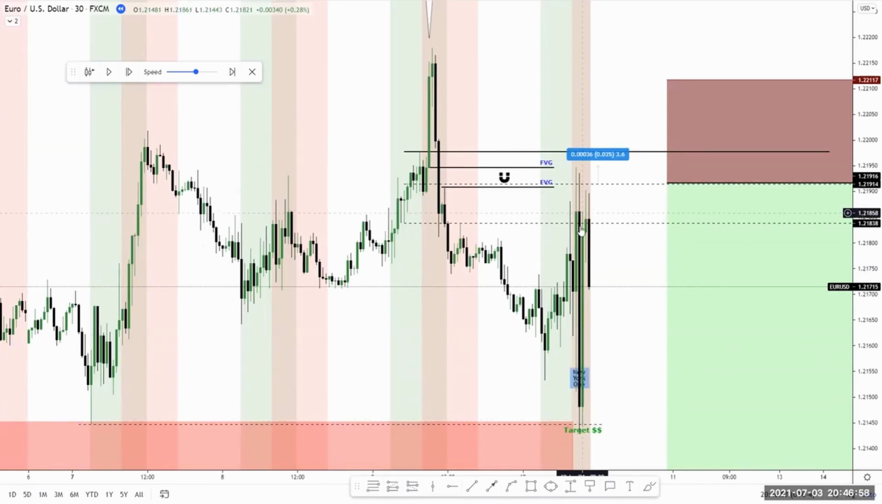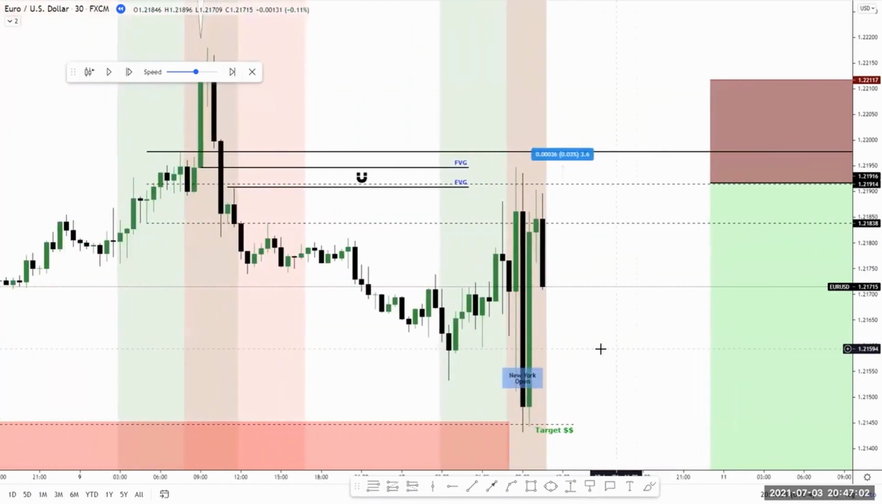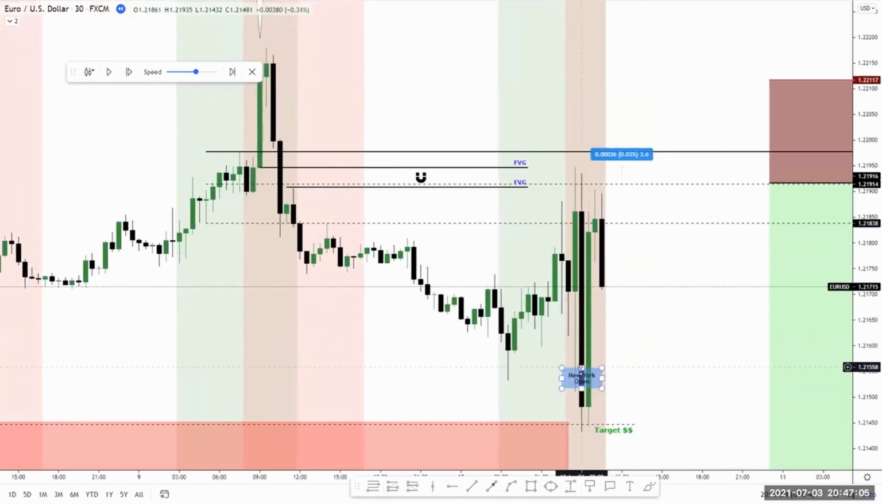And why did it do that? It did that because of the imbalance that this candle created. It jammed down way too fast. It did not allow any buyers to get in the market at that price, and that's why it jammed straight back up.